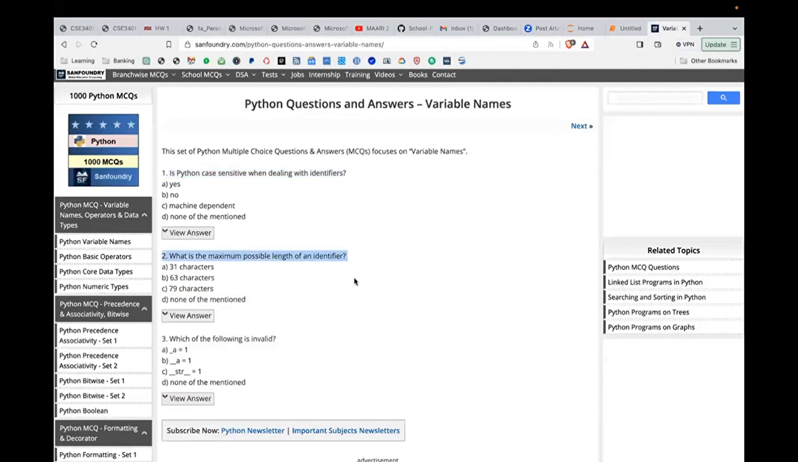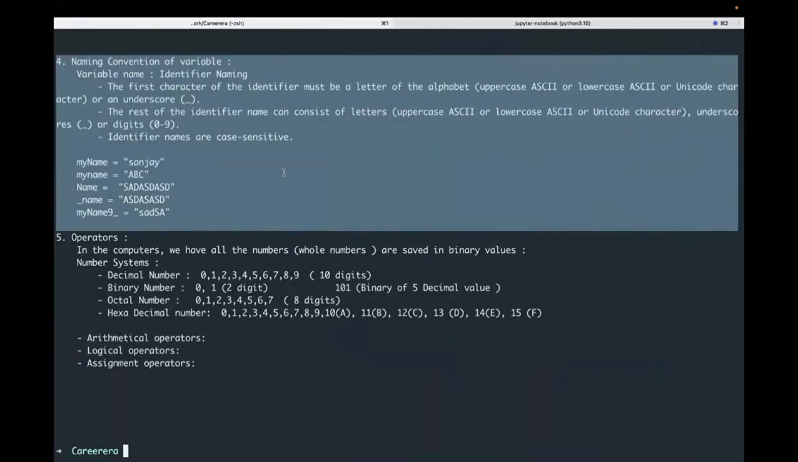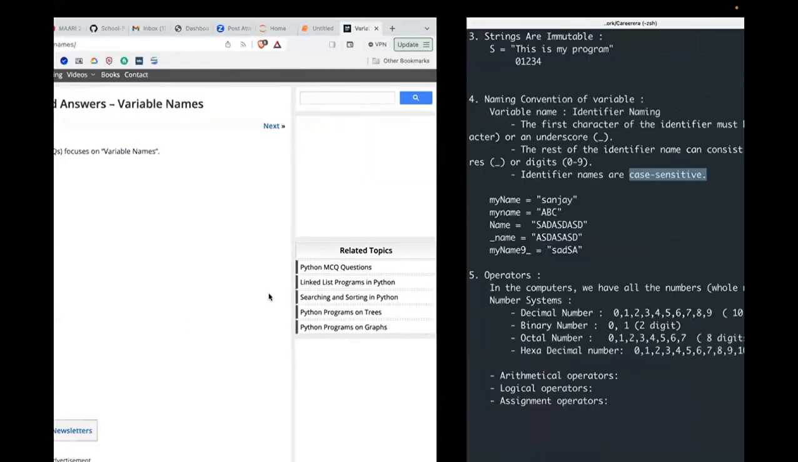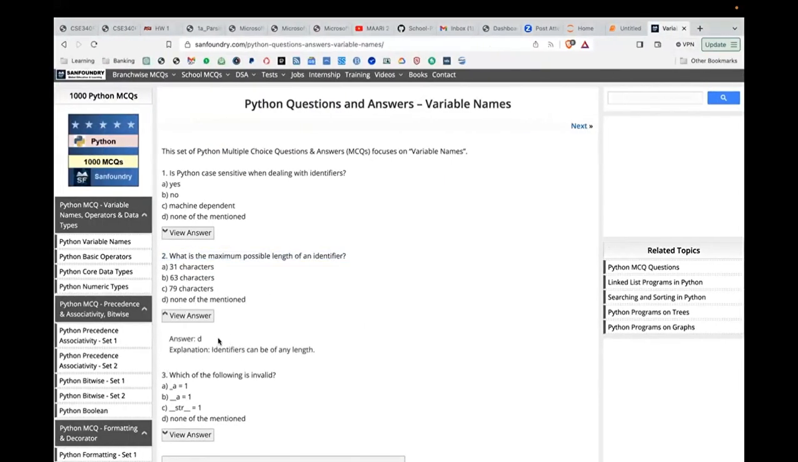Second question, what is the maximum possible length of the identifier? Any length is given to us. They have given it over here. When we were talking about it, they were not giving it. So I think it is 32 or something. I am not sure.